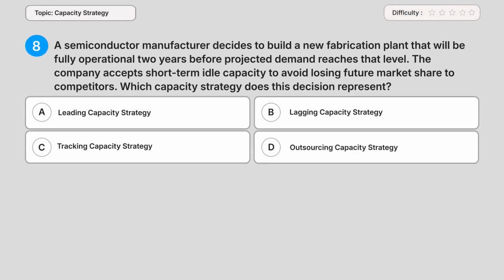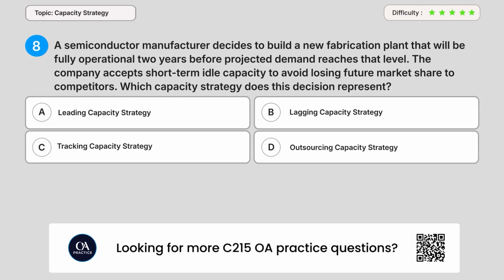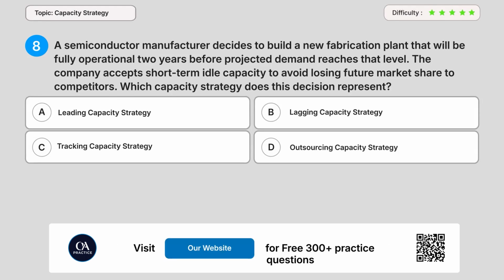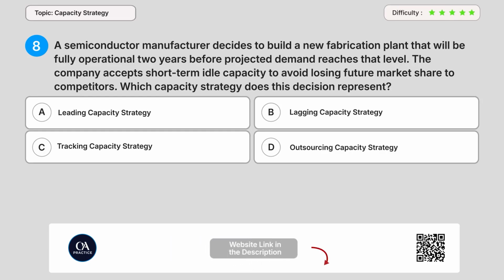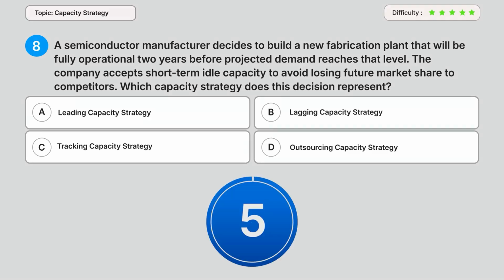8. A semiconductor manufacturer decides to build a new fabrication plant that will be fully operational 2 years before projected demand reaches that level. The company accepts short-term idle capacity to avoid losing future market share to competitors. Which capacity strategy does this decision represent? A. Leading capacity strategy. B. Lagging capacity strategy. C. Tracking capacity strategy. D. Outsourcing capacity strategy. Can you guess the answer?